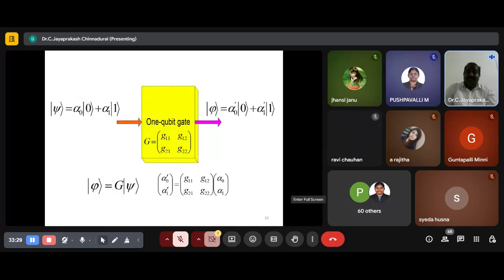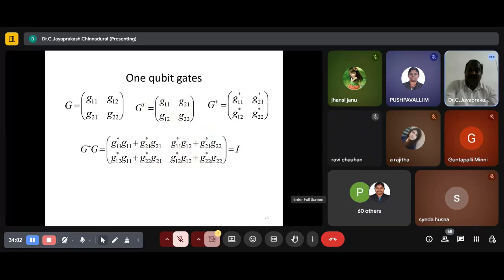Same thing we already discussed in the previous session also. We can give the inputs, and see how we get the outputs. The output is represented as alpha 0 dash, alpha 1 dash, equal to the matrix g11 g12 g21 g22 multiplied with alpha 0 and alpha 1. If you make the product of this matrix, we can get the outputs alpha 0 dash and alpha 1 dash. And see that example, 1 qubit gates.